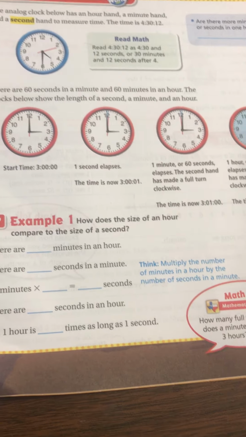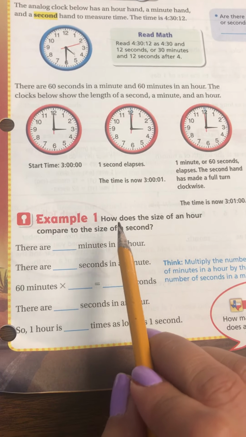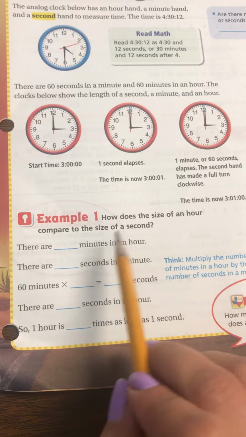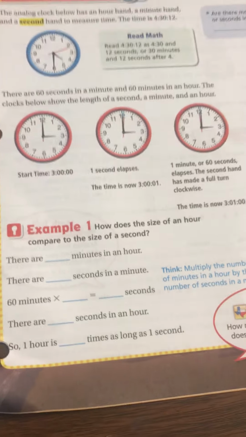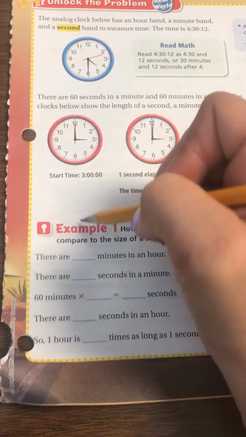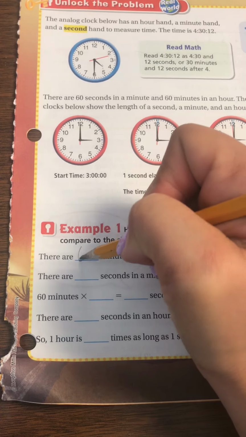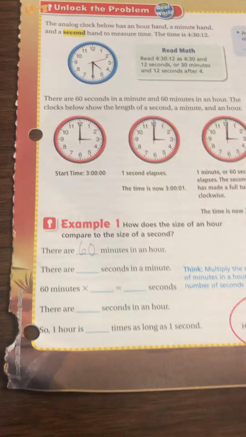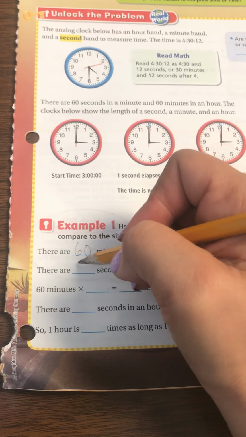Okay. So in our first example, we want to talk about how the size of an hour compares to the size of a second. There are 60 minutes in an hour. There are 60 seconds in a minute.